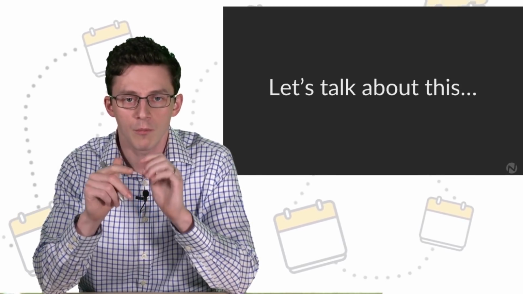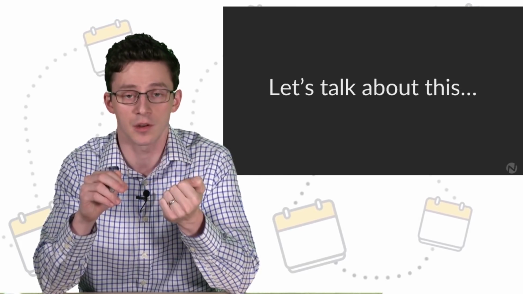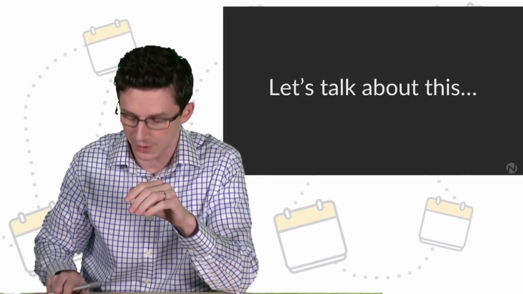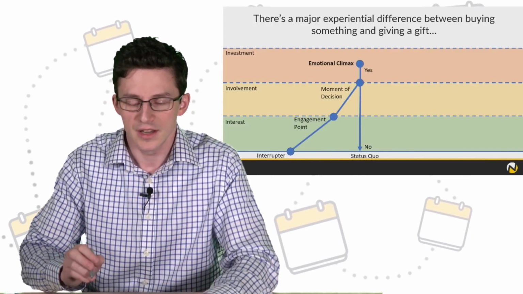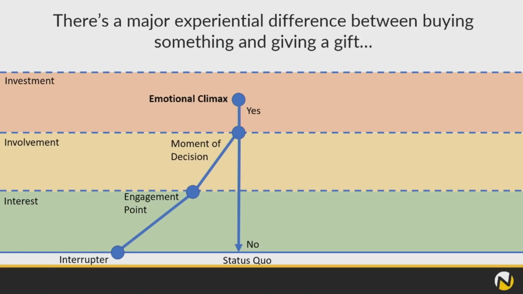Okay. Well, I'd like to show you a little graph that I've pulled out of our free courses online to help you understand what's really going on. I would argue that both the not-for-profit and for-profit are very similar here. There's something that interrupts them, and then you engage them. Then there's a point where you have to make a decision on whether you're going to buy the thing or give the gift. That's very similar between both of them.